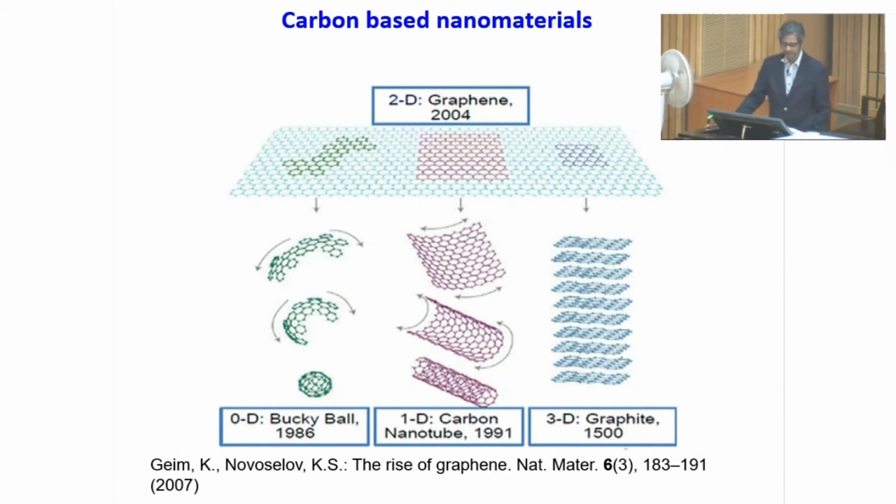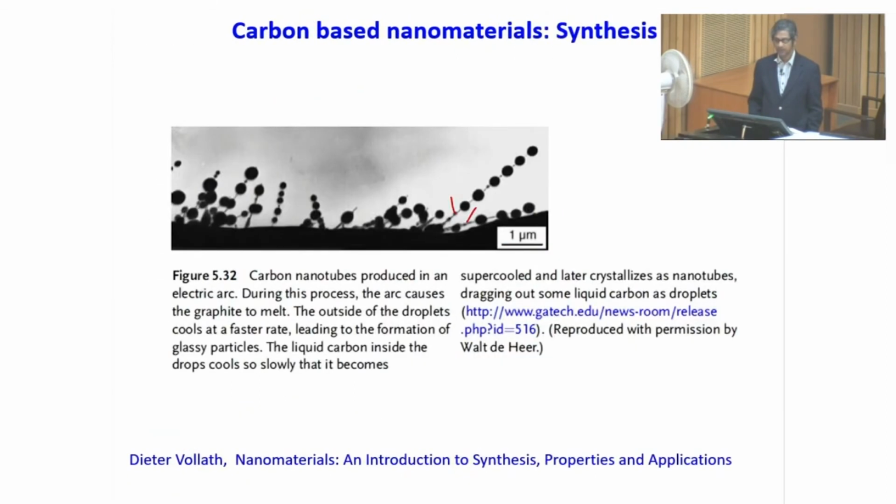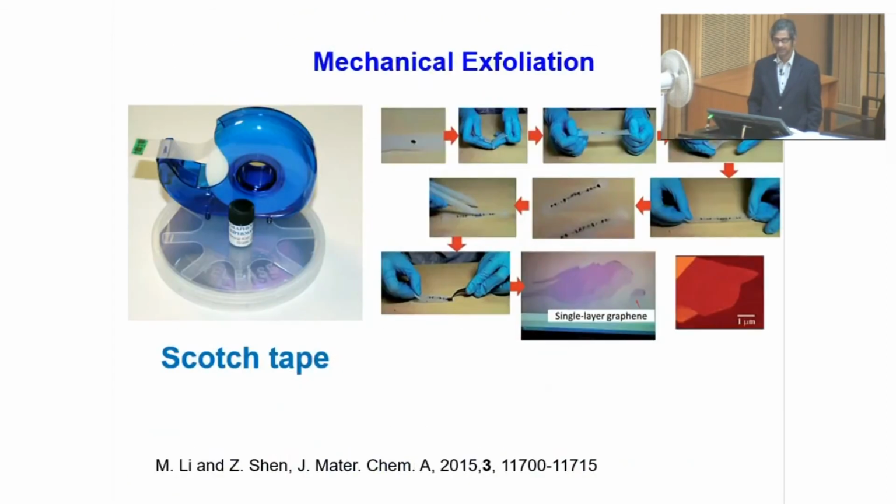Graphite is a naturally layered material, and this is the paper by Geim and Novoselov in Nature Materials, which is widely respected. So now the question is this: how do we produce that? This picture is taken from the paper by Li and Chen, Journal of Materials Chemistry. What is done is very simple. You take a double-sided tape, and then you put the graphite within the tape. Just put the graphite and then close the double-sided tape. Then slowly peel it off.